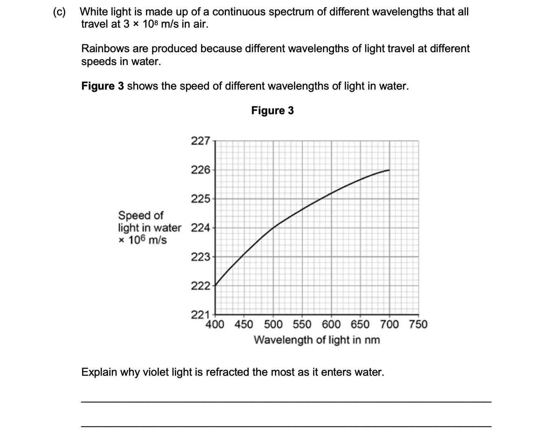White light is made up of a continuous spectrum of different wavelengths that all travel at 3 × 10^8 meters per second in air. So 300 million meters a second, that's the speed of all electromagnetic waves in air. Rainbows are produced because different wavelengths of light travel at different speeds in water. Figure 3 shows the speed of different wavelengths of light in water. So, explain why violet light is refracted the most as it enters the water.